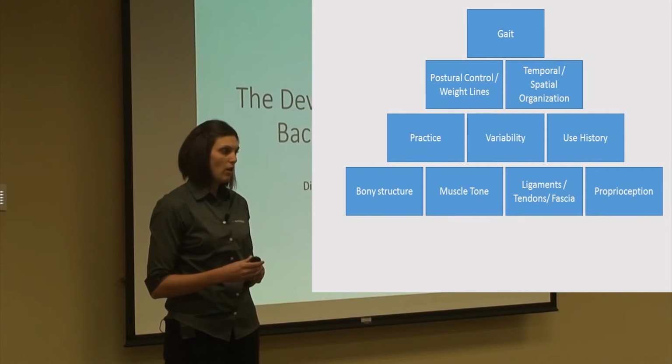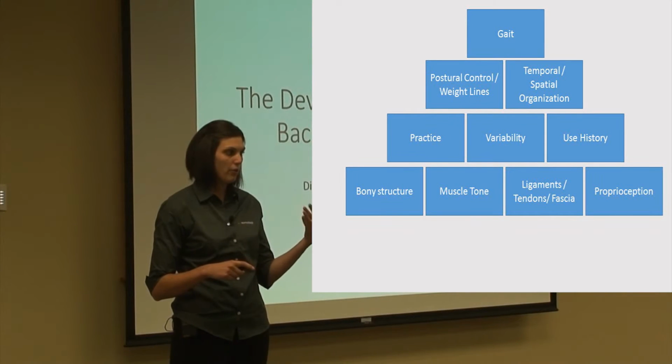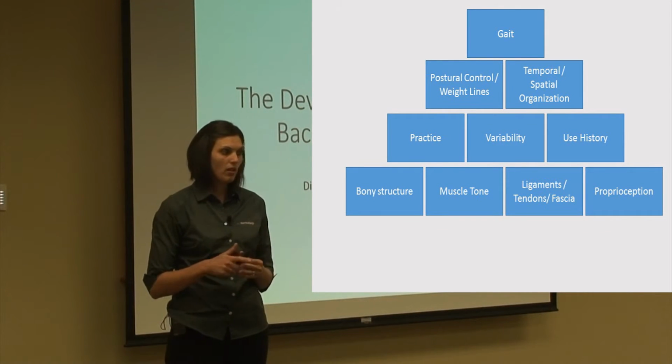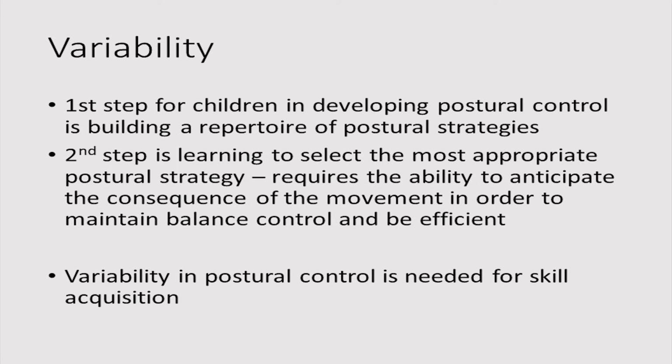So now we've touched on how practice and use history play a role in the development of postural control and of gait, but I want to talk a little bit more about variability and its important role as well. So the first step for a child to develop postural control is to build that repertoire of postural stabilities. So all of that practice that they're getting, the trial and error, the different things that they try, they're building kind of their tool bag of different strategies to choose and pick from.